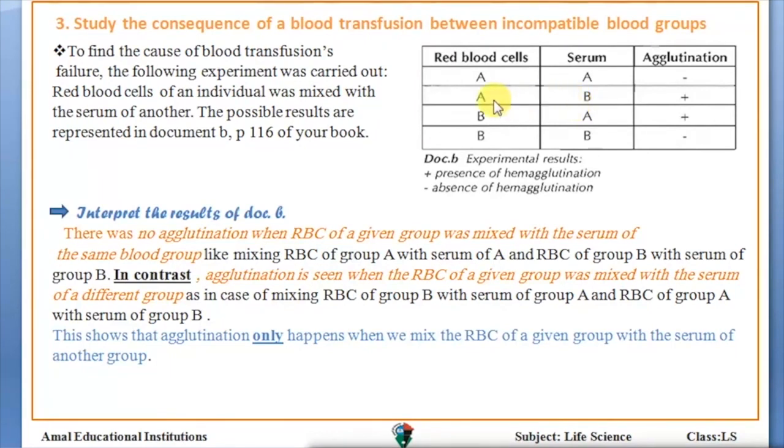That is, red blood cells from group A were mixed with the serum of group B. And here too, the red blood cells of group B were mixed with serum from group A. So what information can you draw out from document B? The information that you would draw out here is that agglutination will only happen when we mix the red blood cells of a given group with the serum of another group.